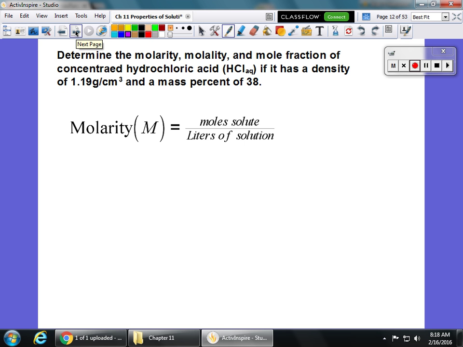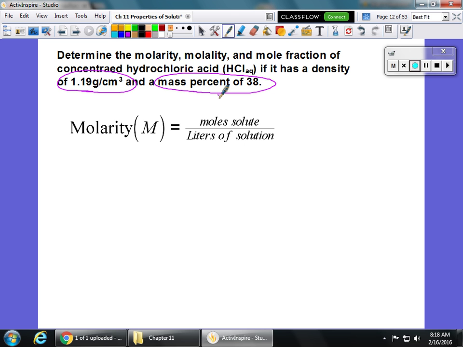This one asks you to determine the molarity, molality, and mole fraction of concentrated hydrochloric acid. This is the way it would be shipped to you. Generally, we dilute it. It has a density of 1.19 grams per cubic centimeter, so it's giving us the density of the solution, and a mass percent of 38. So it's telling us one of the solution concentrations, and we're going to convert to the other concentrations, working with that percent.